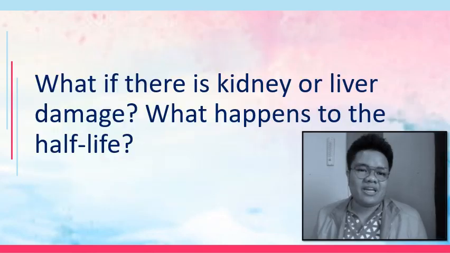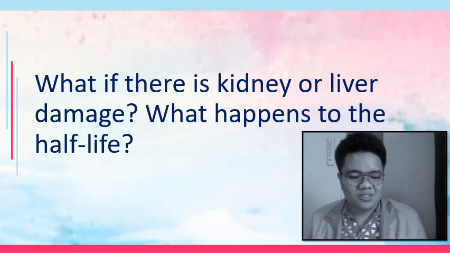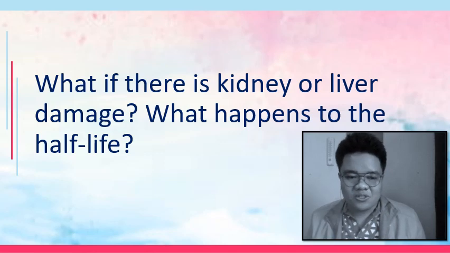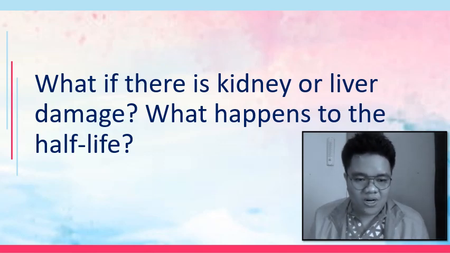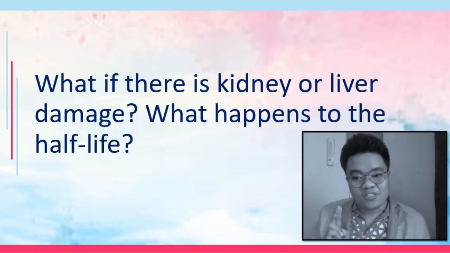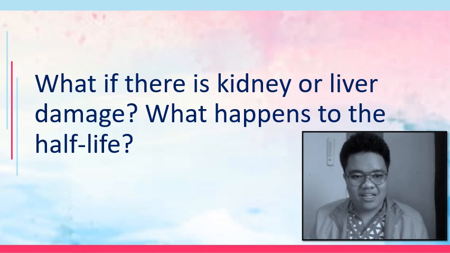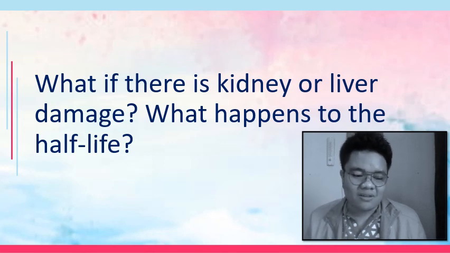Now, let's talk about implications. What if there is a kidney or liver damage? What do you think happens to the half-life? To answer this question, we need to recall the role of your kidney and the role of your liver. Okay, kidney is the main organ for excretion. Liver is the main organ for metabolism. So what do you think do they do? Okay, they would eliminate the drug. What about if these two organs are damaged? Will they be able to eliminate the drug effectively?